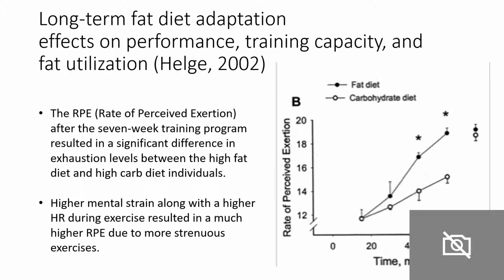The RPE after the 7th week in the training program resulted in a significant difference in the exhaustion levels between the high-fat diet and high-carb diet individuals, as seen in the figure to the right. Helge suggests that this result could have been due to higher mental strain along with higher heart rate due to exercises being more strenuous compared to the initial week's exercises.